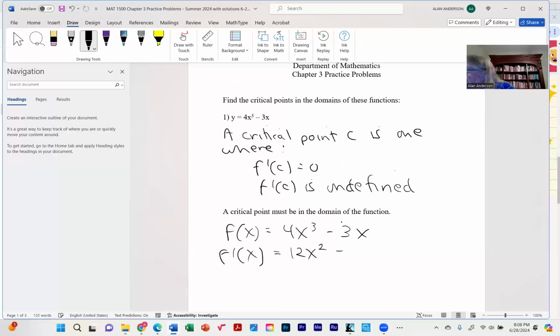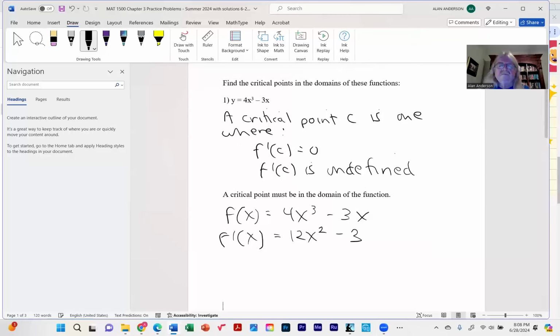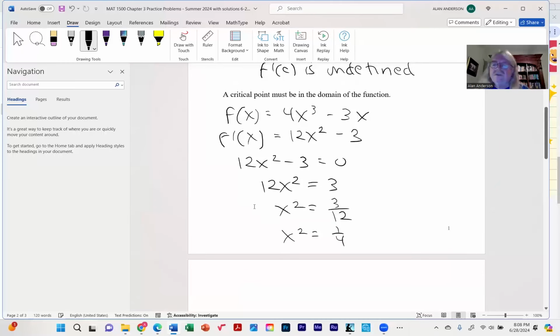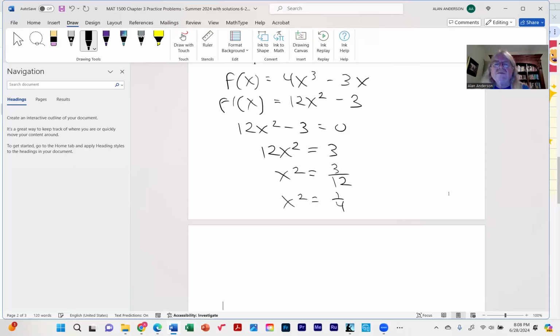And so using the power rule, we have 12x squared minus 3. We set that equal to 0. And then when we solve for that, as we predicted, there are two solutions because we're taking the square root, which can leave us with a positive or a negative result. And of course, the square root of 1/4 is simply 1/2. So those are the two critical points that we're looking for.